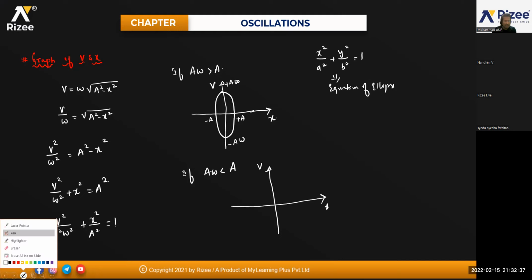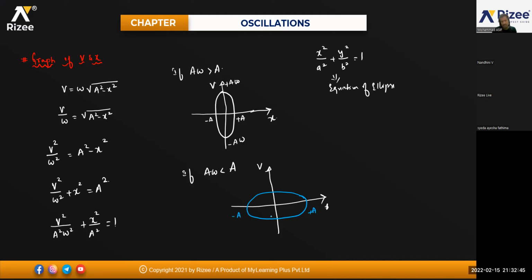So the graph will be something like this. This will be your plus a, this will be your minus a. This will be minus a omega, this will be plus a omega. Clear? So depending upon your a value, that means if the a value is greater than b, then it will be a vertical ellipse. If the a value is lesser than b, then it will be a horizontal ellipse.